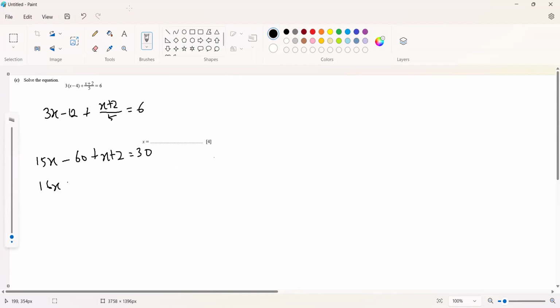So from here, 16x minus 58 equals to 30. Add 58 to both sides. So 16x equals to 88. So 88 divided by 16 in this case would simply be 11 over 2. So that's settled for part C. Shouldn't have much issue in this question already.